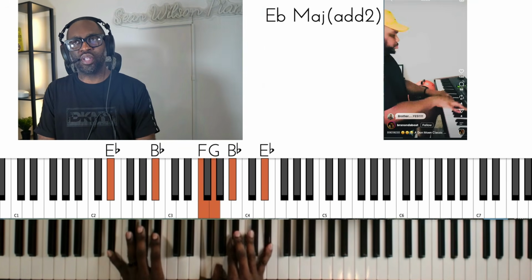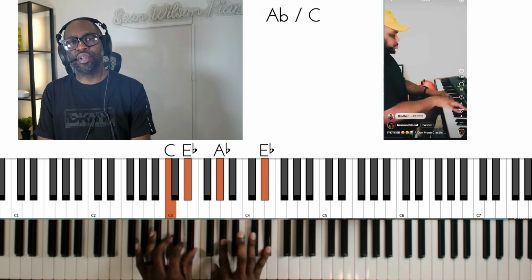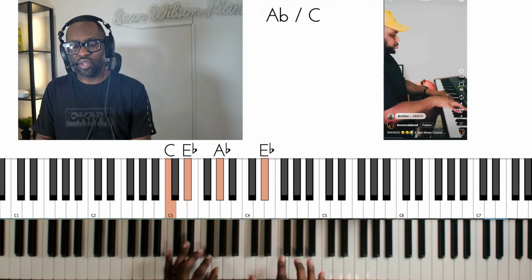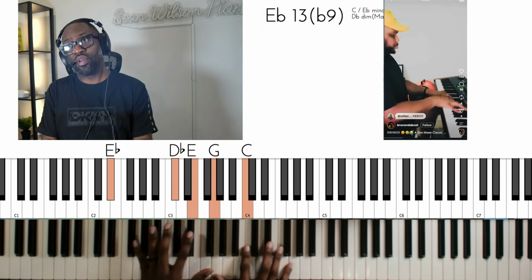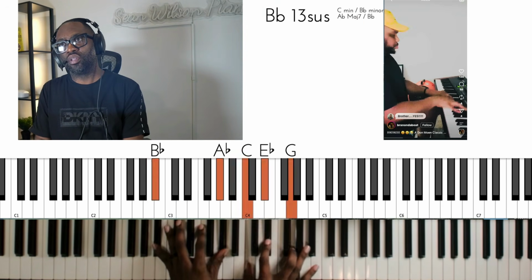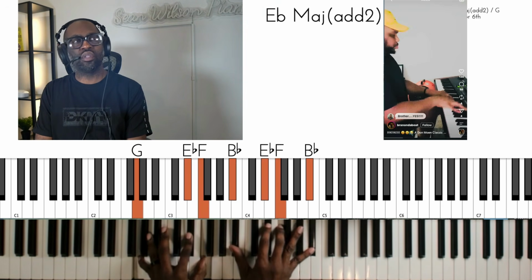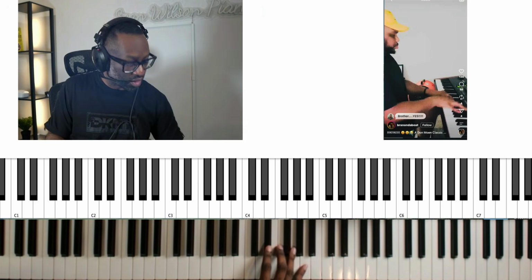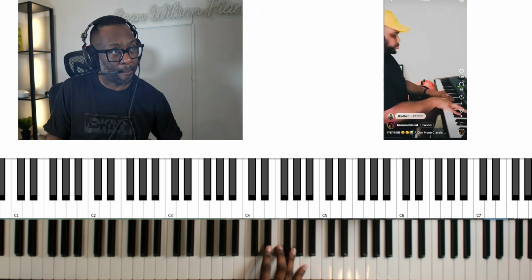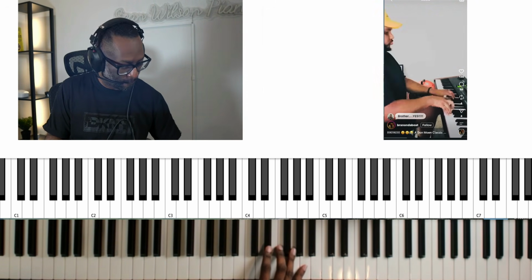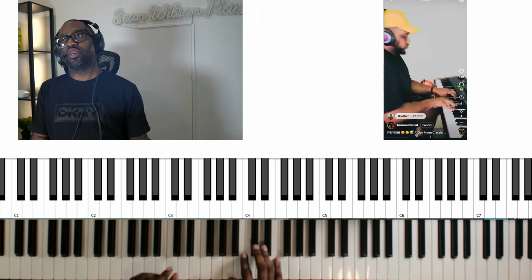So, blessed be the name of the Lord. And then he has this 13 chord. And then he is worthy to. And then he has this little thing in there that he does.